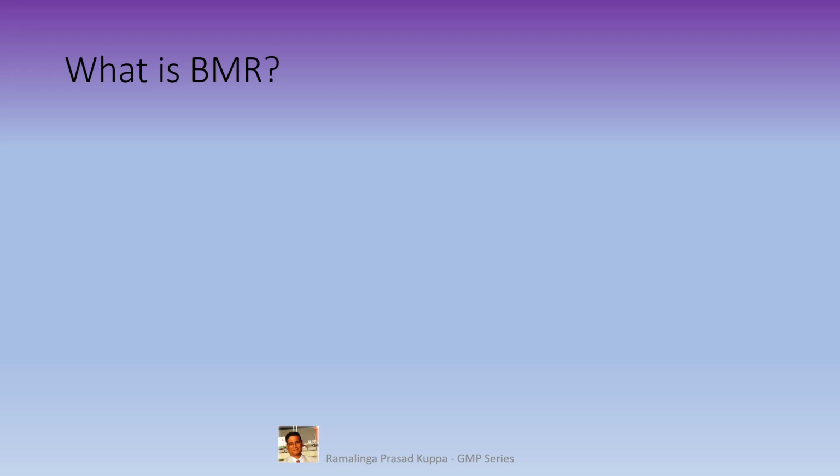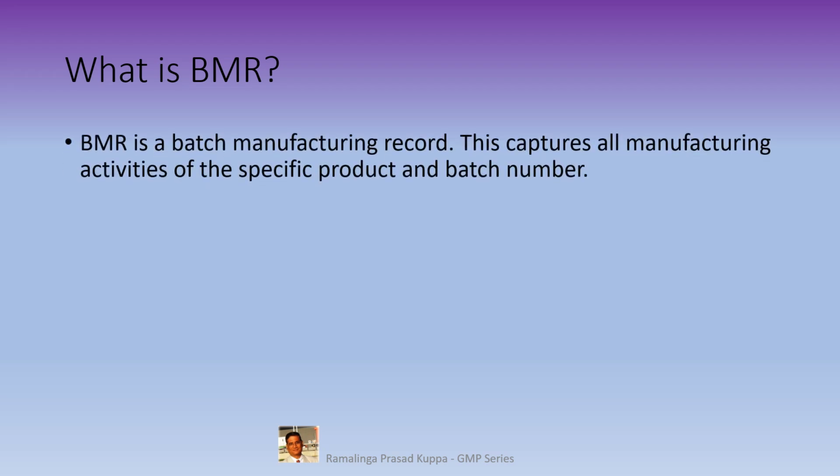What is BMR? BMR is a batch manufacturing record. This captures all manufacturing activities of the specific product and batch number. The BMR is a control document. All the intricate batch processing details must be recorded in a controlled format. This controlled document should be monitored by an authority. Generally, it will be the QA department.